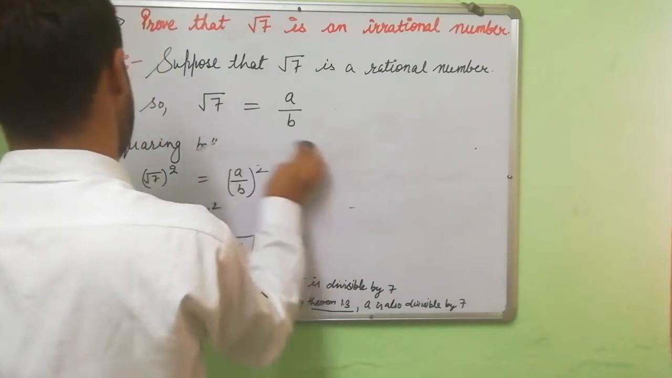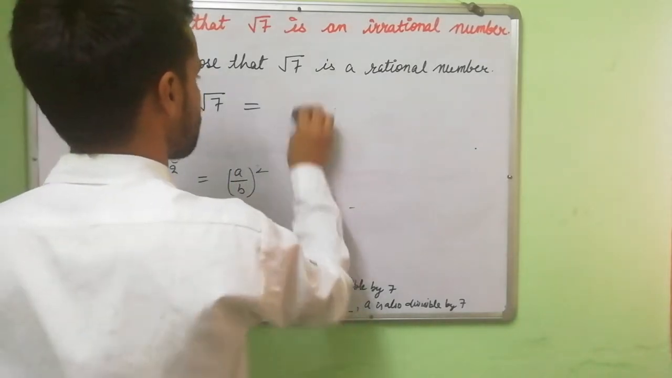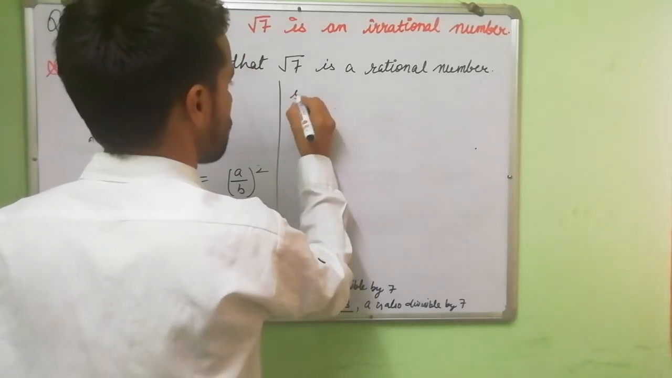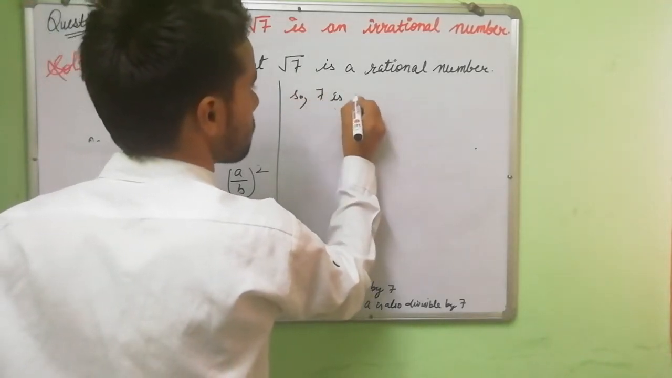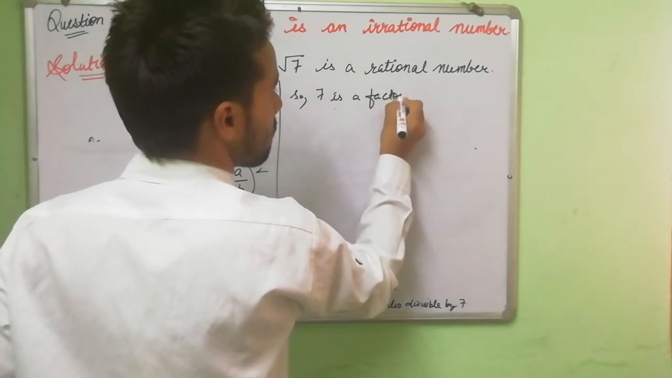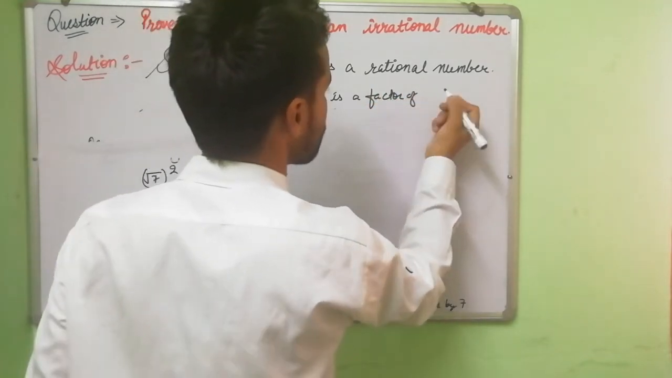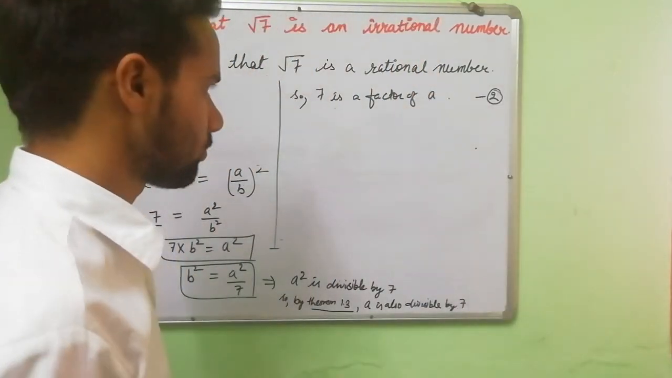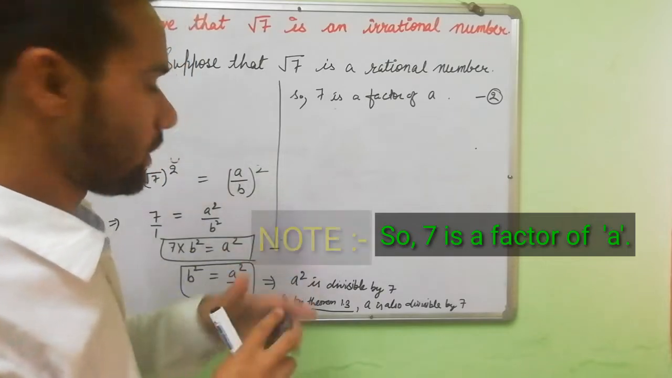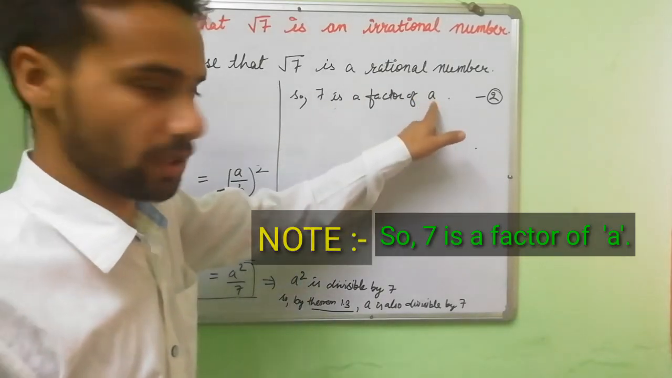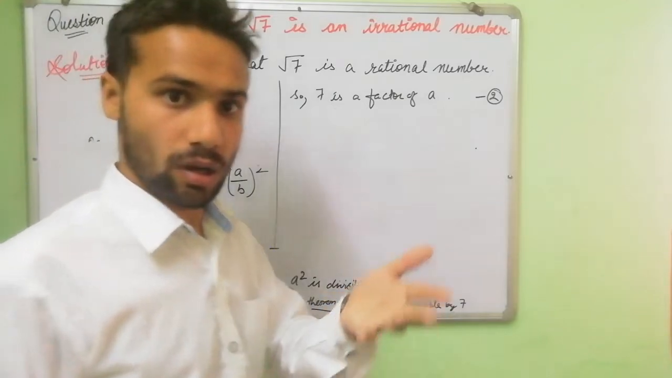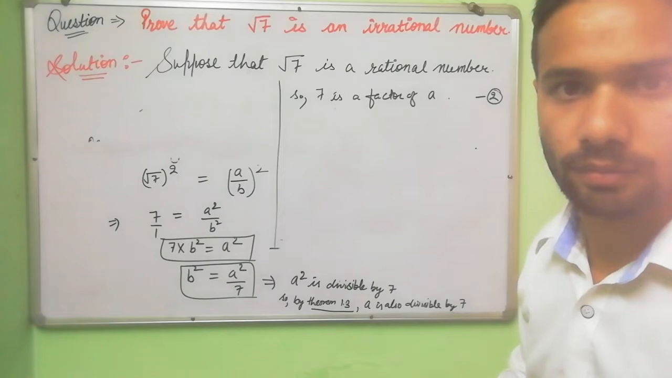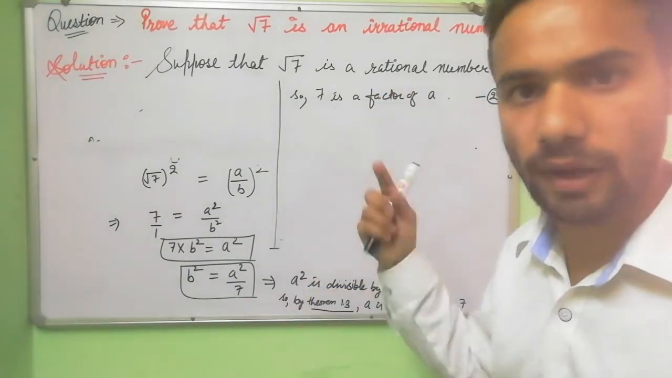I will write here: 7 is a factor of a. Getting? Question number 2. Okay, dear student, I proved here that 7 is a factor of a. Now next I want to prove that 7 also divides b, meaning 7 is also a factor of b.